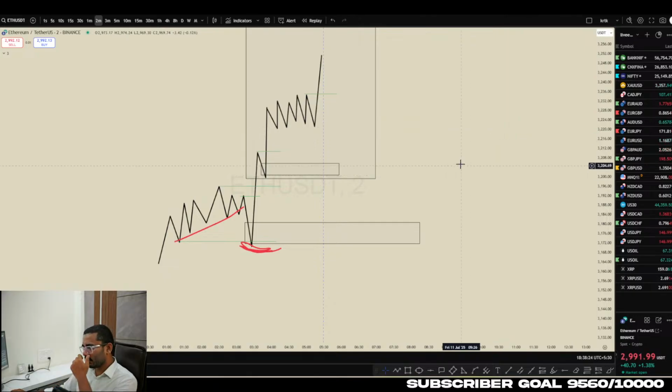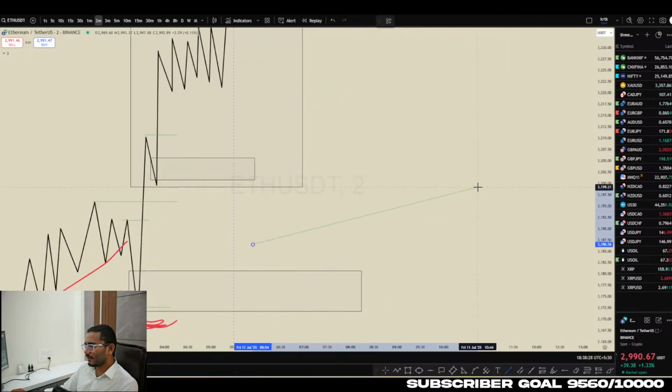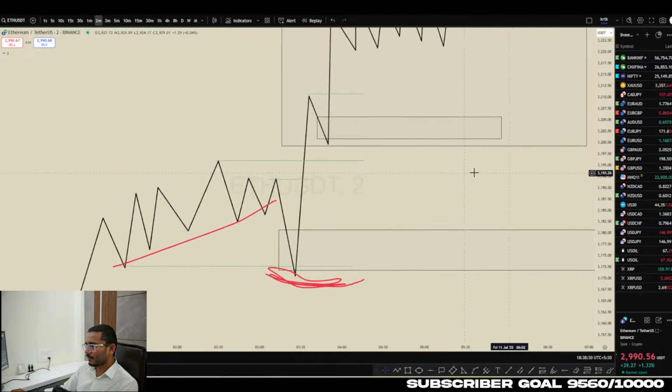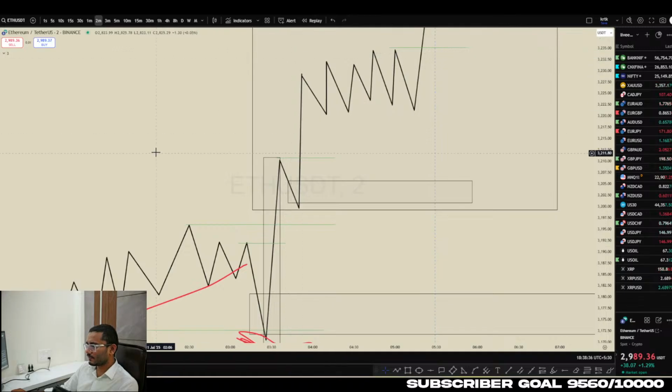So on 5-minute, what you have to do is wait at these areas where, imagine we are trading at this range, this range or this range.